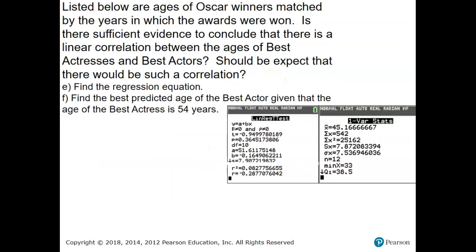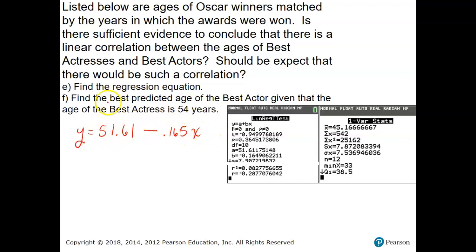Okay, so as far as the regression equation, your LinRegTTest is still going to give you the A and the B, so you can still write your equation here. My A is going to be 51.61, and my B is negative 0.165x. We can actually take this plus out and just put a minus sign here. So this would be my regression equation. But because we were not able to establish that a linear correlation existed, then we can't use this to make a prediction with.